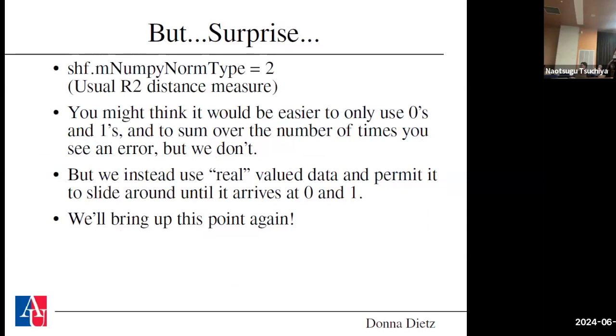All right, but surprise, you might think that it will be easier to only use 0s and 1s and to add up the number of times you see an error, but that doesn't work. If you did that, your code would successfully tell you when you were sitting on a solution, but you wouldn't be able to converge there. And that is something we will continue talking about, why that happens.